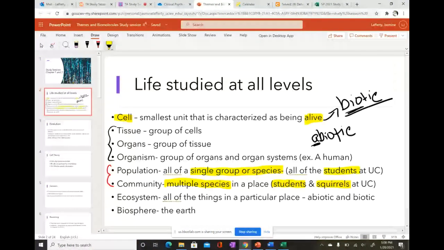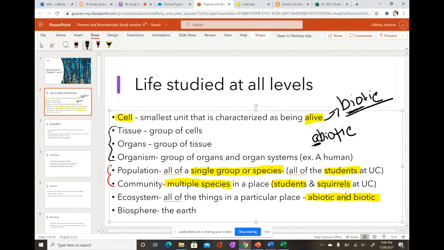We're still at UC. So if we wanted to expand this, it could be the trees and the students and the squirrels and the grass and, I'm sure there are flowers here. All of those things. It's all biotic in a community. Now, an ecosystem, oh, here are these words. There we go. Biotic and abiotic. So an ecosystem is really focused on how they interact.